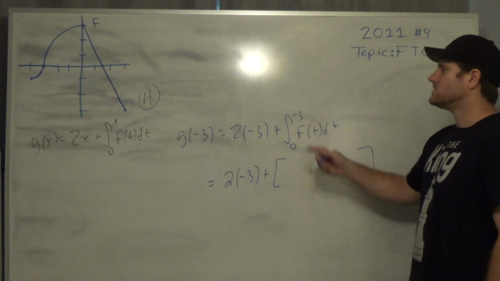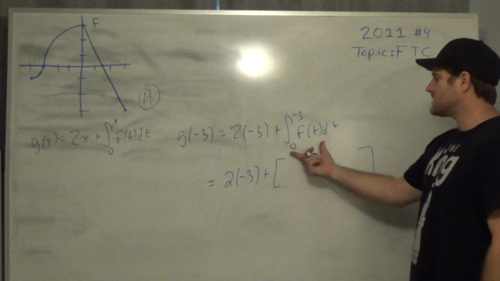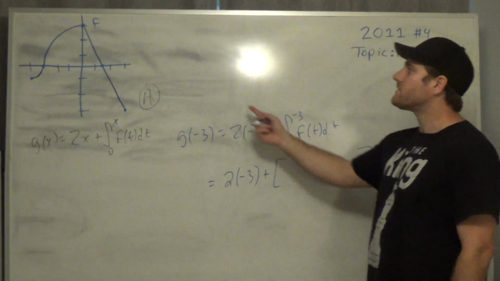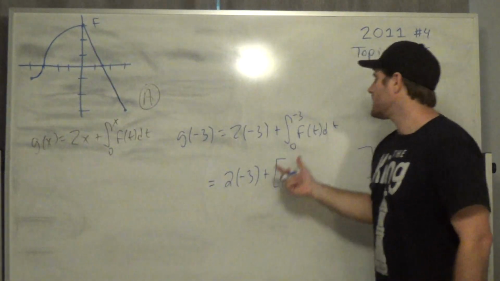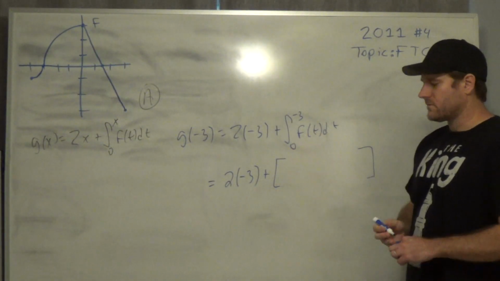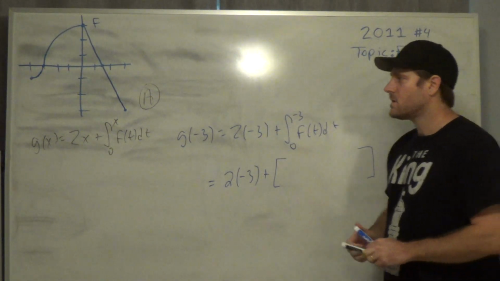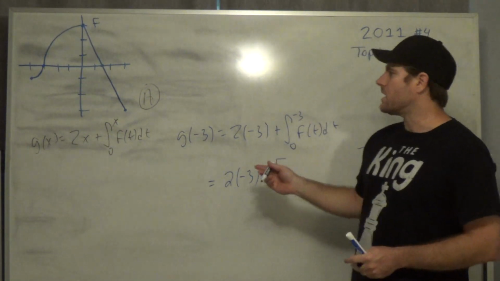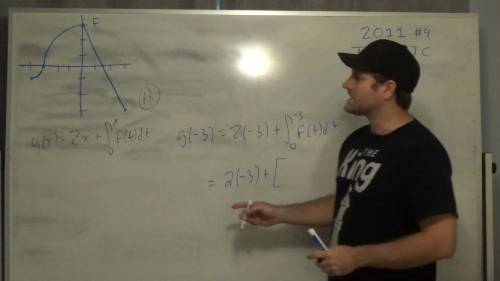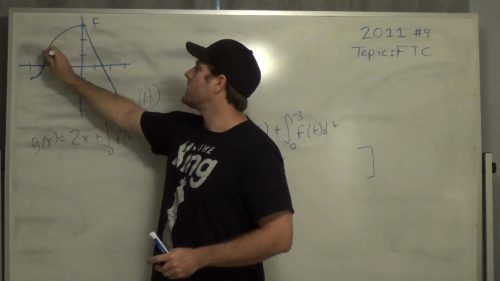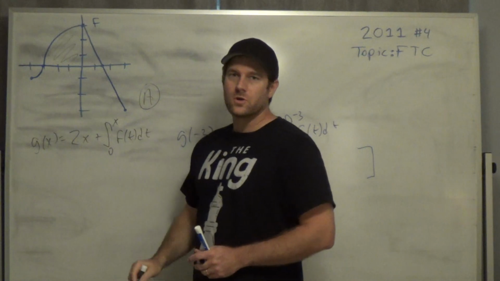And I need to add the area from 0 to -3. So this is the area underneath the graph of f. This is the graph of f. So we need the area underneath the graph of f from 0 to -3. This very well could be on your AP exam, something just like this. Now let's go ahead and look at the area. From 0 to -3, it's simply this quarter circle.